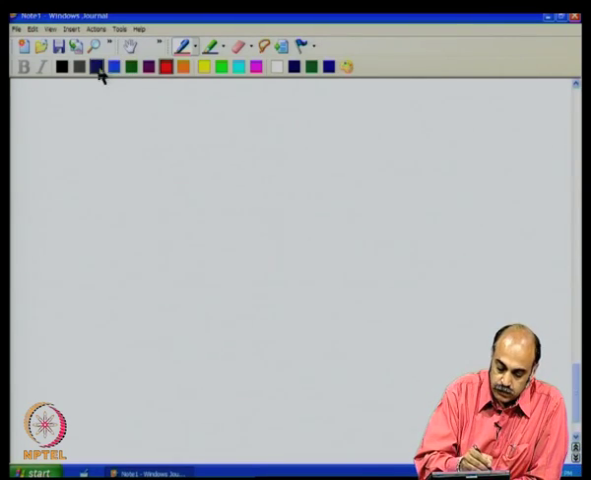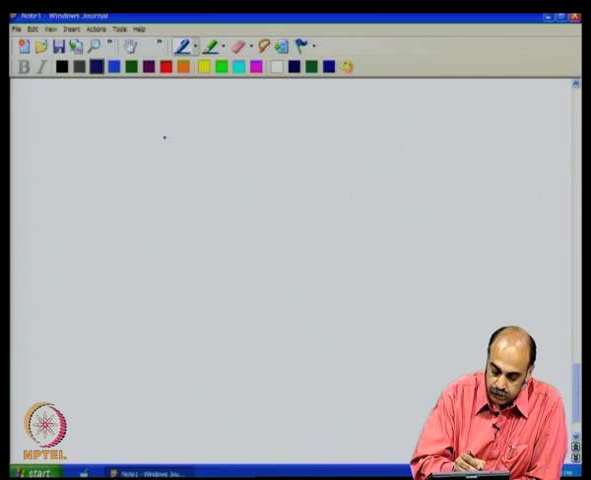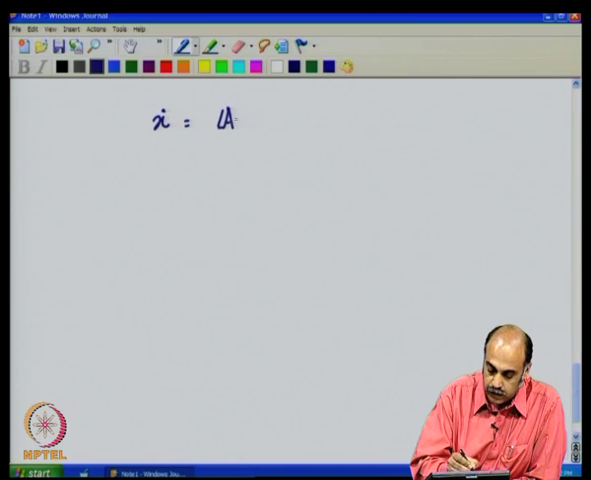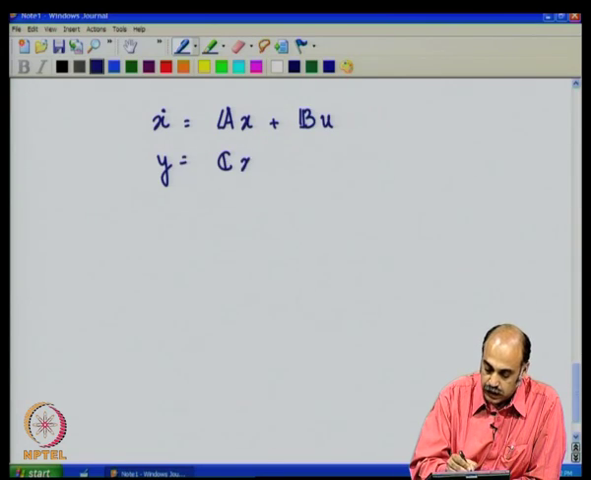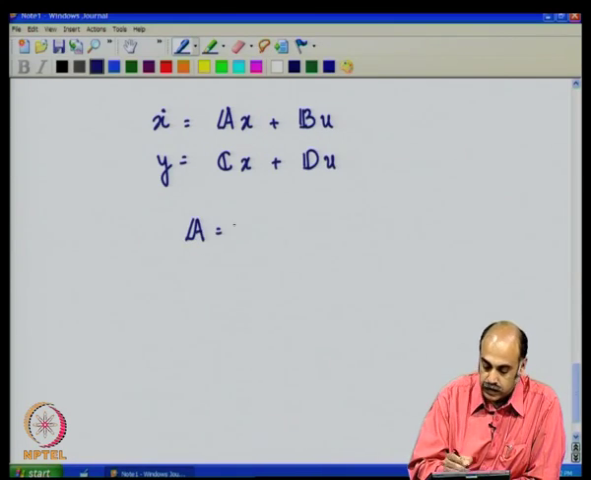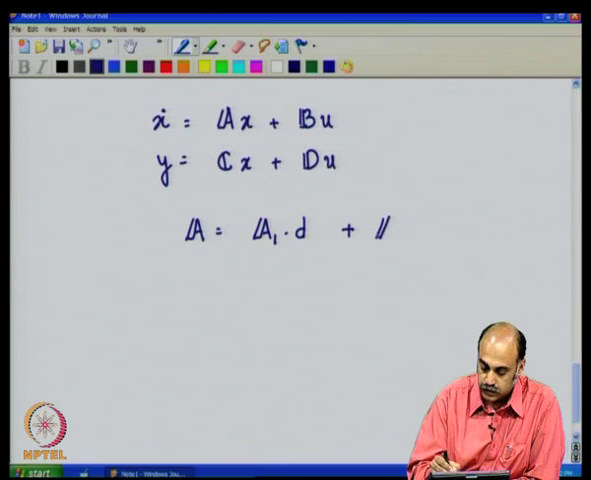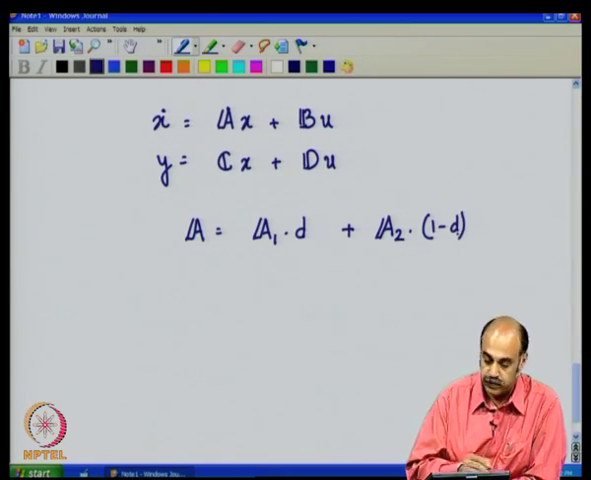Now, if you take the equation x dot equals A x plus B u and y equals C x plus D u, A, as we said, is nothing but A1 into D plus A2 into 1 minus D. The weighted average of these two.